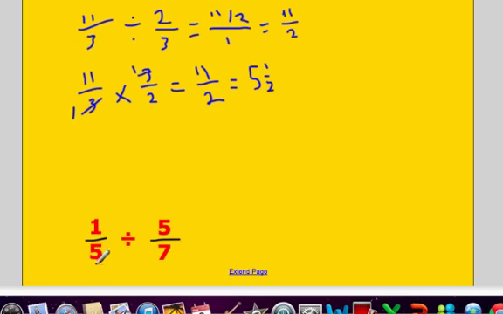This problem down here, we could do the same process. We could keep the first fraction the same. Maybe I'll do that first. 1/5, keep that first fraction the same. Multiply, and then take the reciprocal, which would be 7/5 here. And if we just multiply straight across now, we'll get 7/25.